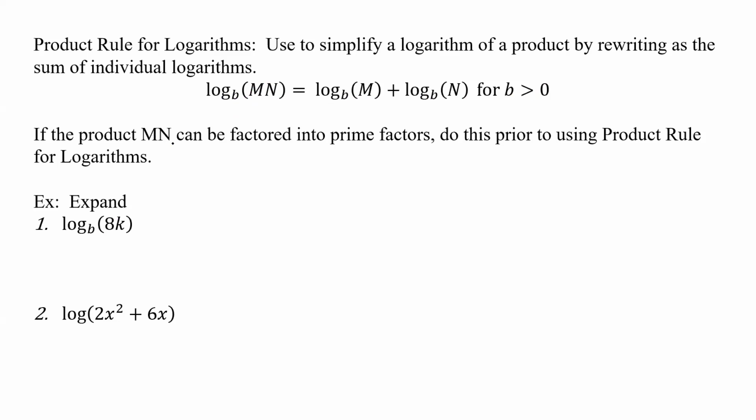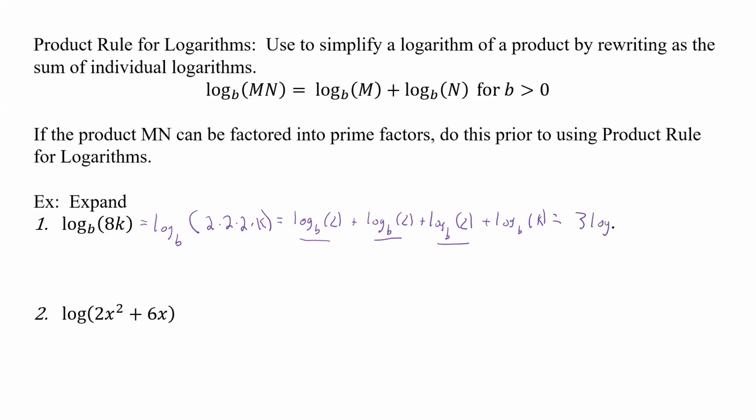All right, so like I said, we have to factor into prime factors. We're going to look at the first one here as an example to see what we're doing. This is going to be equal to log base b. Now 8, we want prime factors, so that's 2 times 2 times 2, 2, 4, 8, and then times k. And so we're going to have logs of 1, 2, 3, 4 things added together. So we have log base b of 2 plus log base b of 2 plus log base b of 2, and then plus log base b of k. Now, if we notice, those are all the same, so we could add those together, and that's going to be 3 log base b of 2 plus log base b of k.